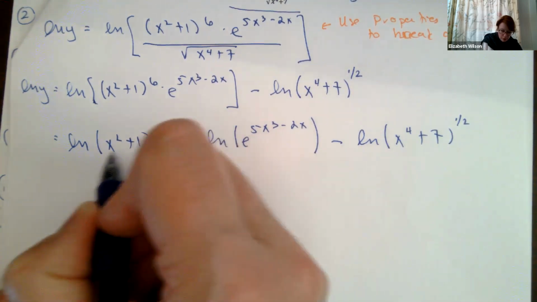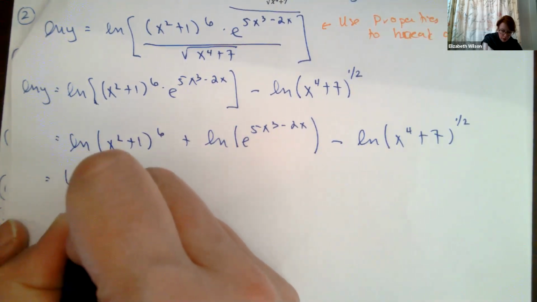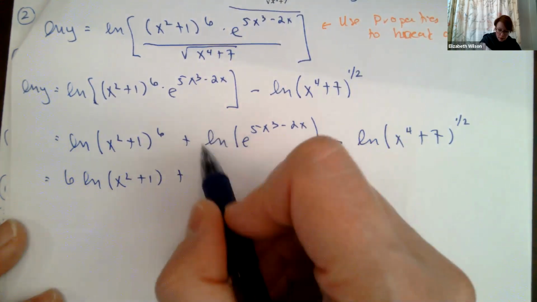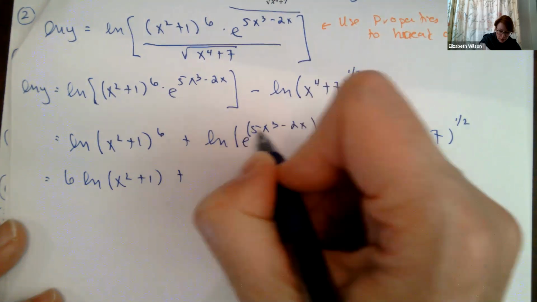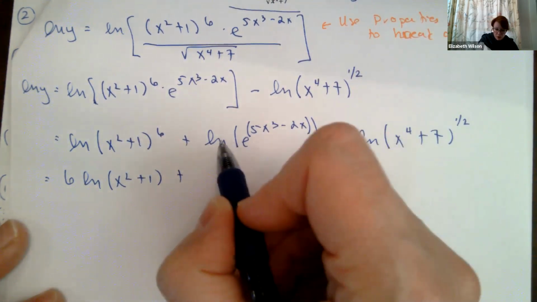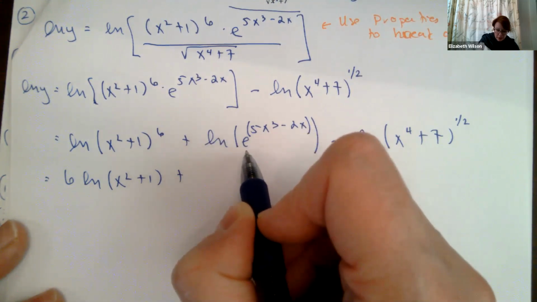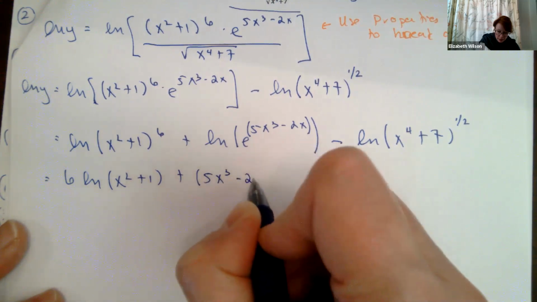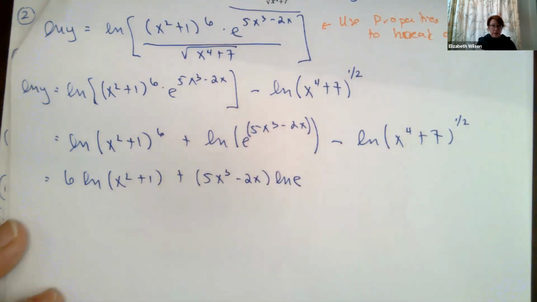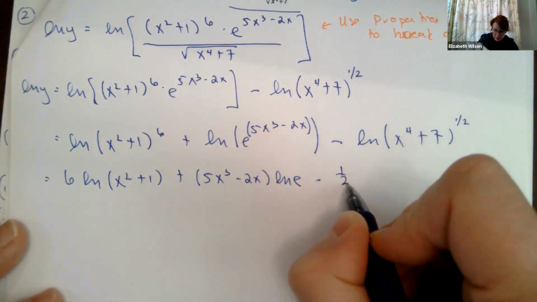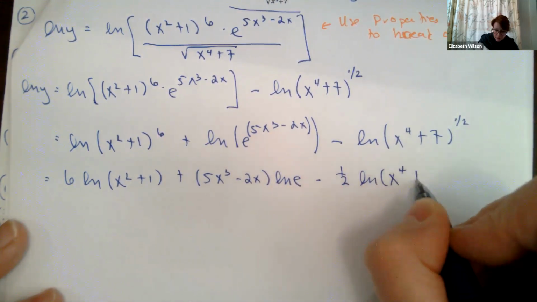We're going to bring these down. So this is going to become 6 times the natural log of x squared plus 1. Now look, I've got the natural log of e. First, I'm going to put the exponent in parentheses to keep myself honest. If we write it down like this, it's going to look like (5x cubed minus 2x) times the natural log of e. I'll write it like that so it's clear. Minus my exponent, 1/2 ln of x to the 4th plus 7.